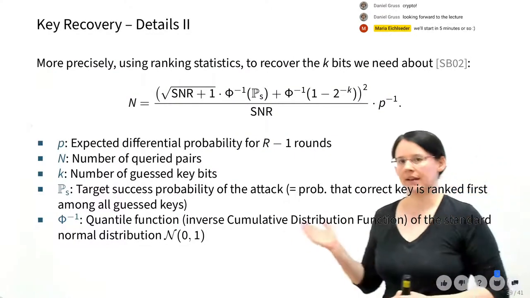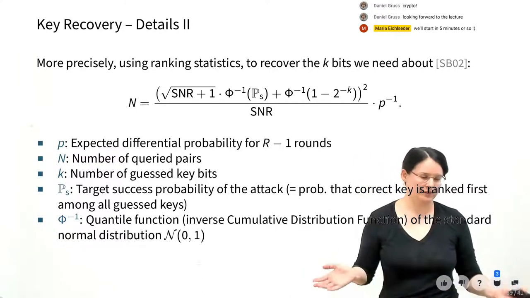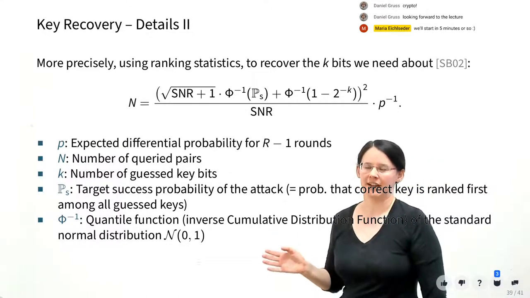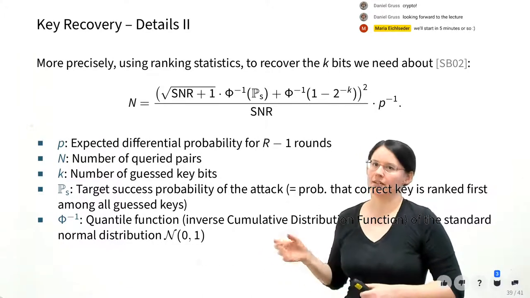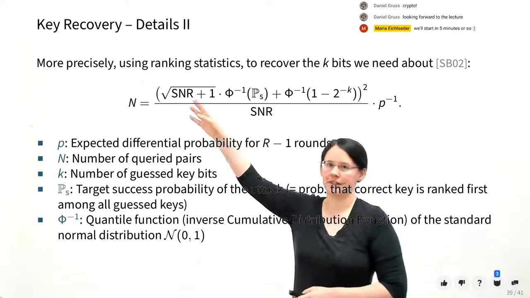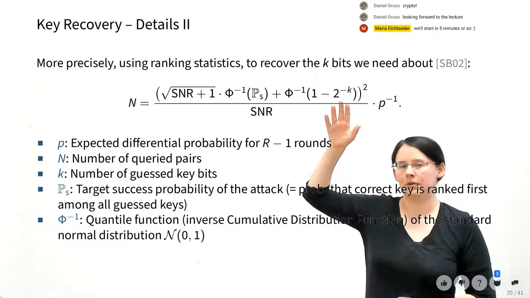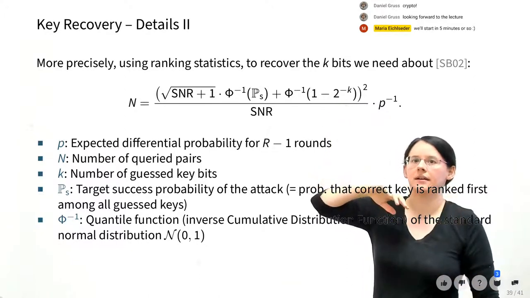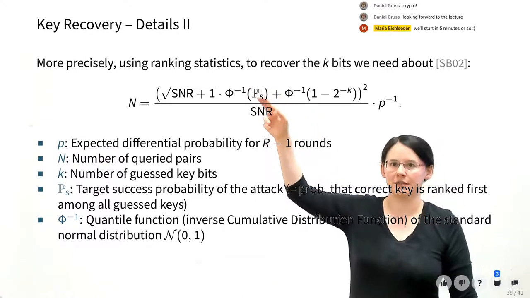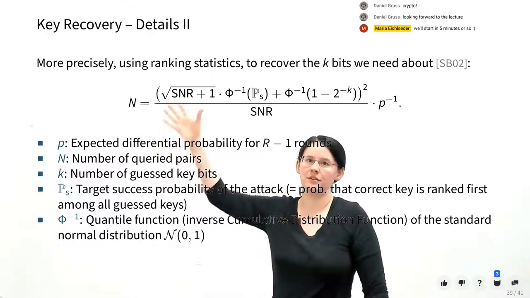Okay, I mentioned in the beginning that another important factor is the success probability of an attack. And for this, there is another more complicated formula. So the point here is to estimate the chance that with all of this upvote thingy, the correct key is actually the one with the most upvotes. So we said already this depends on the signal-to-noise ratio. It depends also on the number of keys, I guess, and what this formula expresses here is, in total, if I want to achieve a certain success probability, PS, how many message pairs do I need to query?